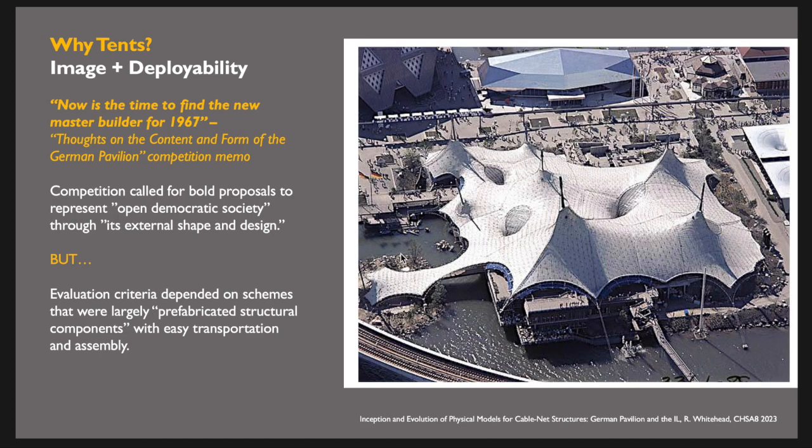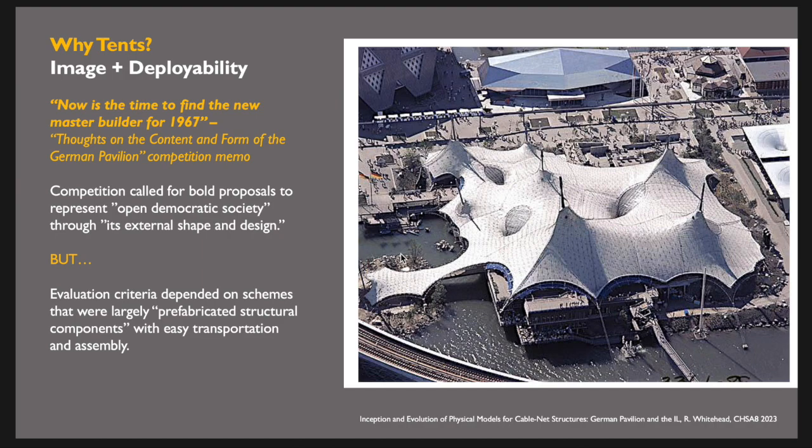So to answer the question about why tents, I think we have to first start with the perspective of this, which is what the competition called for: the idea of finding a new master builder of 67. There was really a tradition in German pavilions at World's Fairs, including Mies van der Rohe's at the Barcelona Pavilion, of showing how Germany's view about architecture was something interesting in perspective. So the competition called for bold proposals to represent an open and democratic society through its external shape and design.